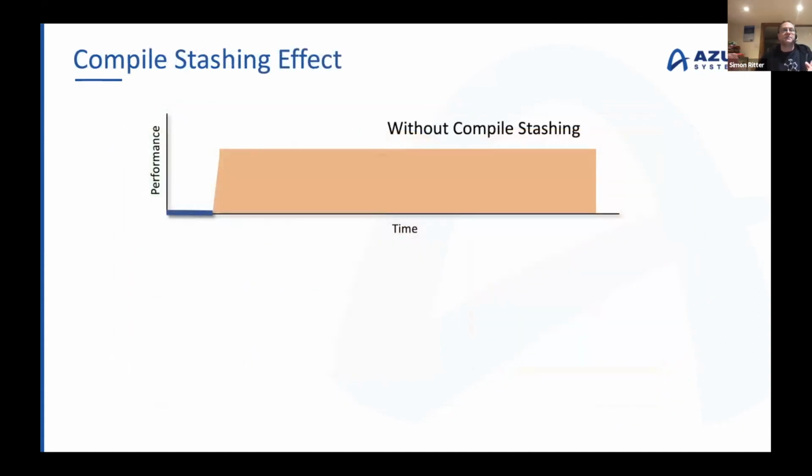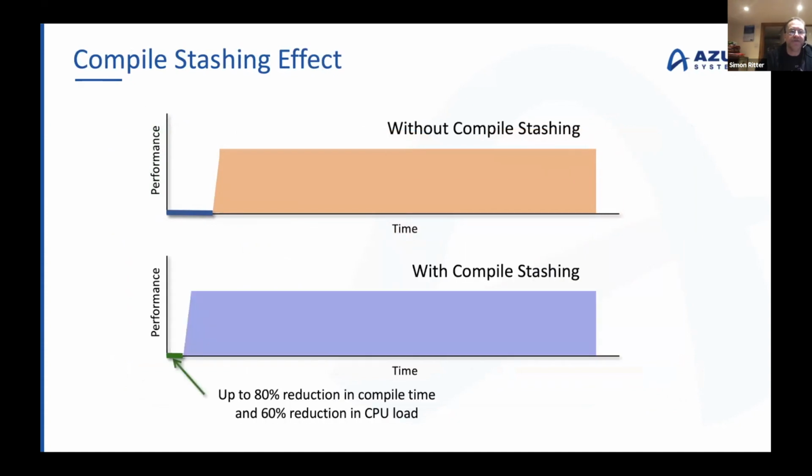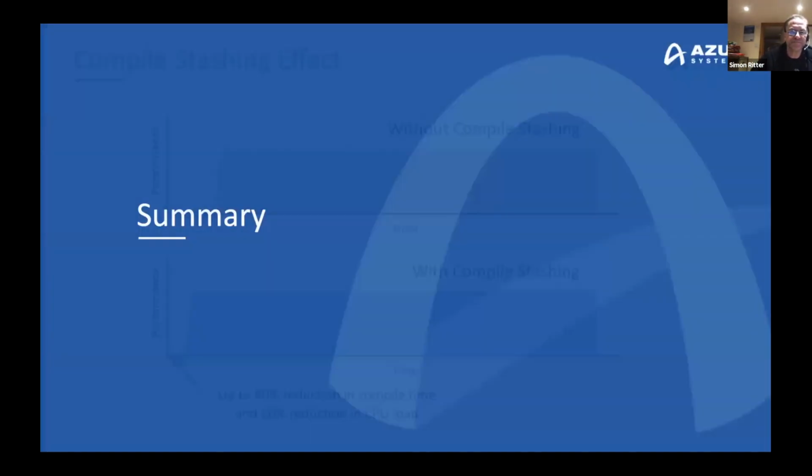What that does is effectively shift the startup time and make that blank area much, much shorter. So we can reduce the compilation time by up to 80%. We can reduce the CPU load, because it's not doing so much compilation, by up to 60%. So it's trying to get us to the ideal graph. It's not quite there, but it's very close to that ideal graph of 100% right from the very beginning and 100% all the way across.